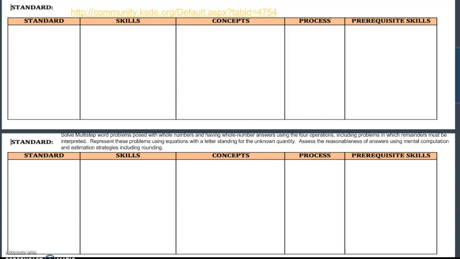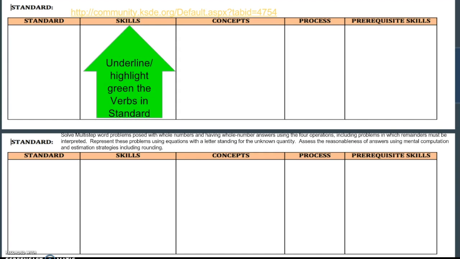The standard we've chosen is: solve multi-step word problems posed with whole numbers and having whole number answers using the 4 operations, including problems in which remainders must be interpreted; represent these problems using equations with a letter standing for the unknown quantity; assess the reasonableness of answers using mental computation and estimation strategies, including rounding. This is a loaded standard.